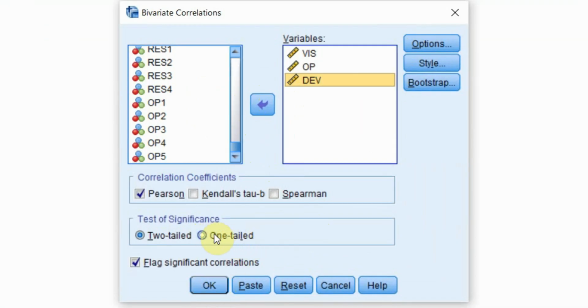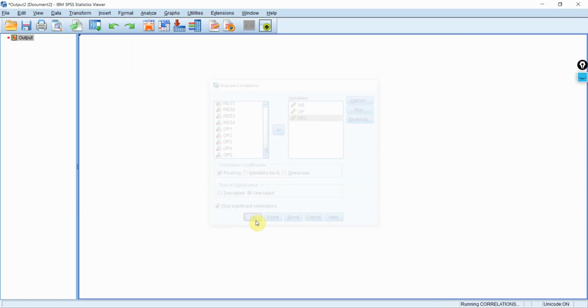Now you can use one-tailed if you know the possibility of the relationship is positive or negative. Based on the literature review, you know that this relationship is presumed to be positive. If you are expecting the relationship to be positive or negative, you can use one-tailed. If you're not sure whether the relationship would be positive or negative, you can use two-tailed. In this case, let's use one-tailed, press OK.